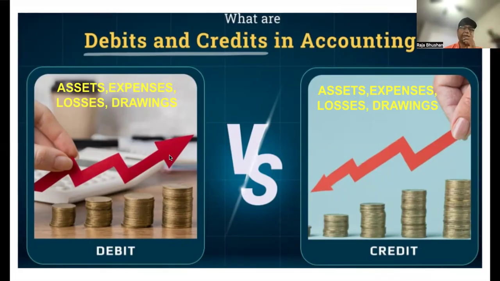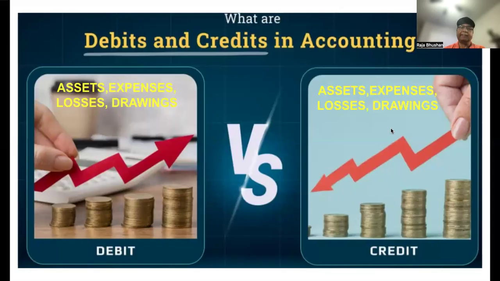Or if the owner withdraws money, because when you invest, what is happening? Cash is coming in. When the owner withdraws or drawings, the cash is going out. So when the cash goes out, what do we do? We credit it. Assets, expenses, losses, and drawings will be debits and credits. Suppose an asset is decreasing, or expenses, losses, drawings, we will credit it.